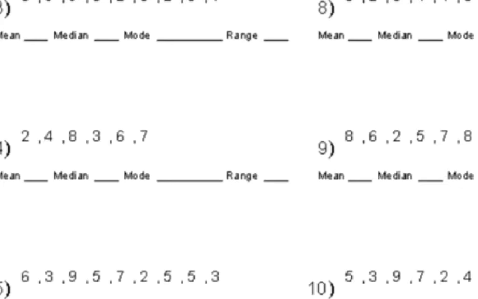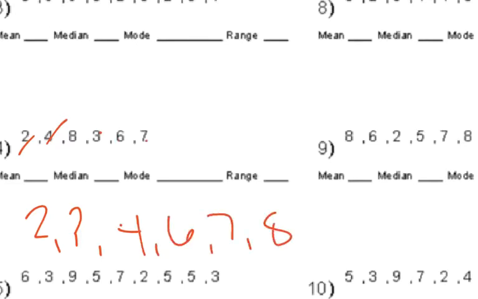Okay, I'm going to do this one. So put it in order. 2, 3, 4, 6, 7, 8. I have 1, 2, 3, 4, 5, 6 numbers. Okay. Hey diddle diddle, the median's the middle. What's between 4 and 6? Well, that would be easy. 5.